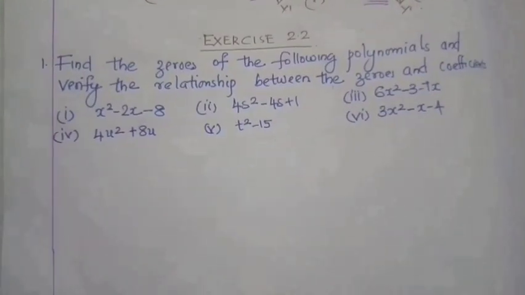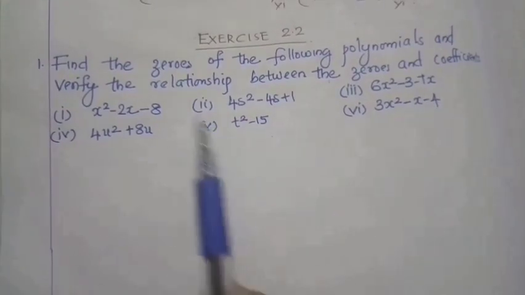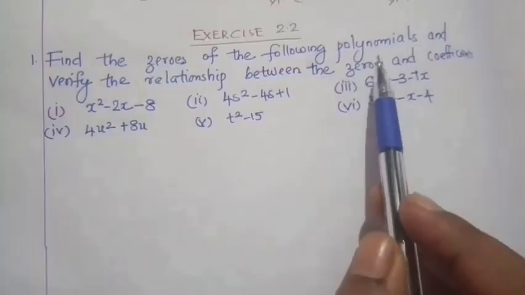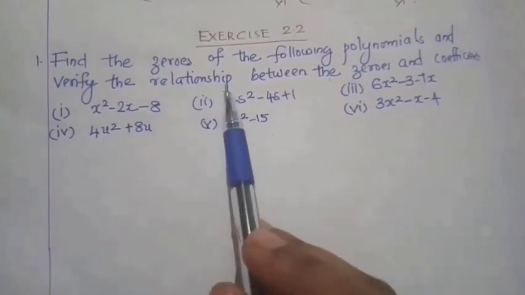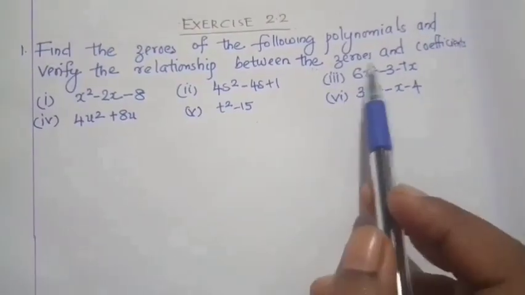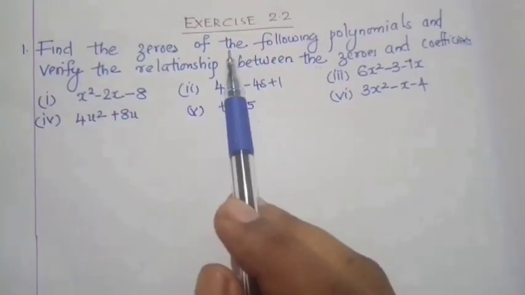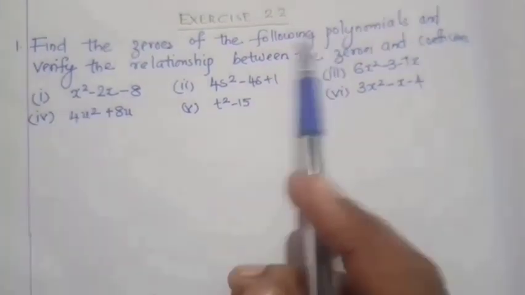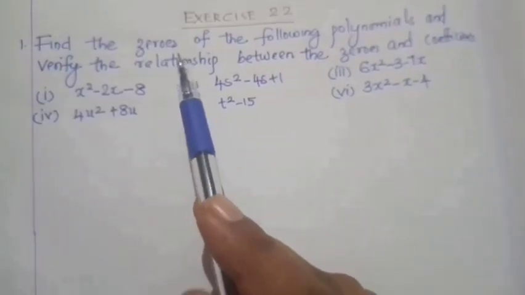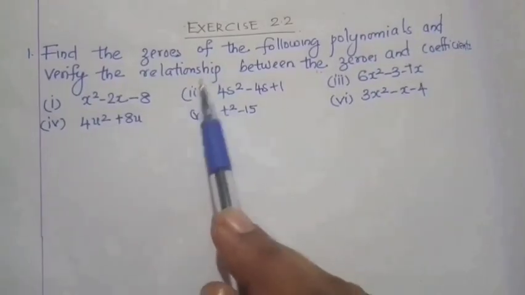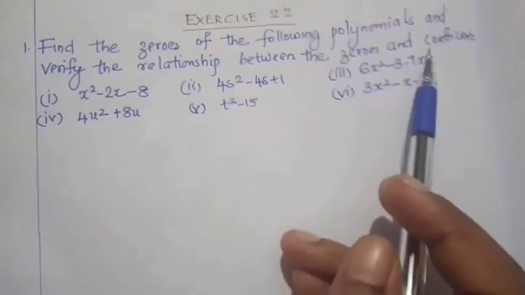So next is exercise 2.2. Find the zeros of the following polynomials and verify the relation between the zeros and the coefficients. So this question has two parts. First, we have to find the zeros of the polynomial. Then we have to verify the relation between zeros and the coefficient.